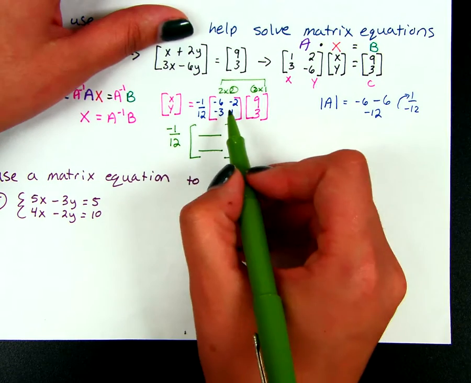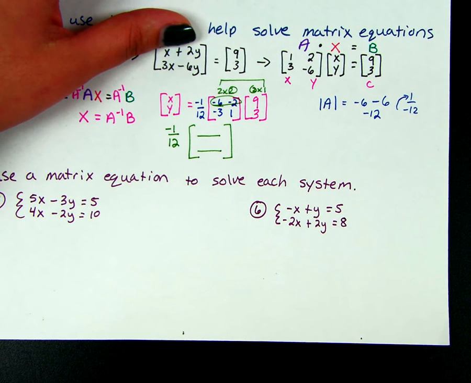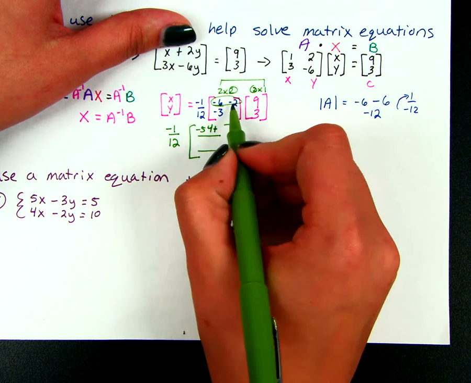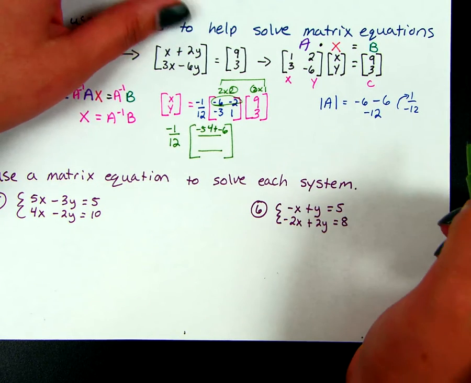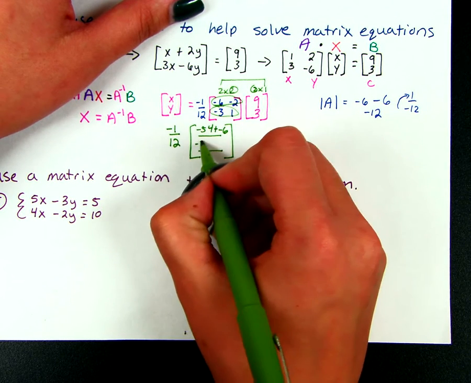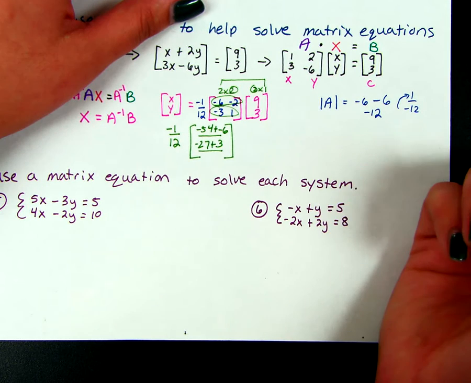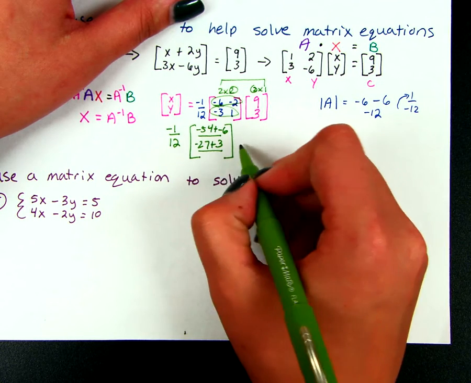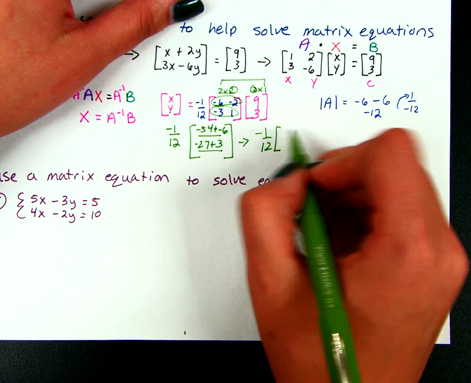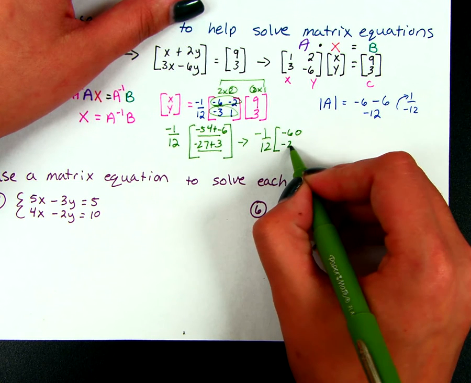Okay. So row times our column, so -6 times 9 is going to be -54, plus -2 times 3, so -6. And then we would take our second row times our column, so -3 times 9 is -27, and 1 times 3 is 3. So now we're just simplifying. So -1/12 times [-54 plus -6 is -60, and -27 plus 3 is -24].